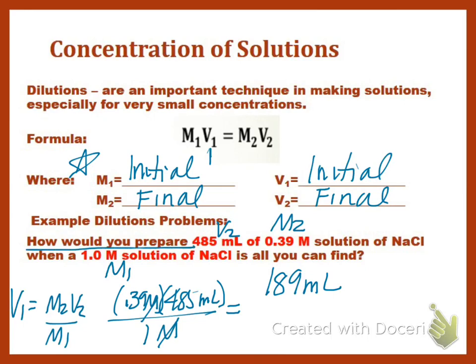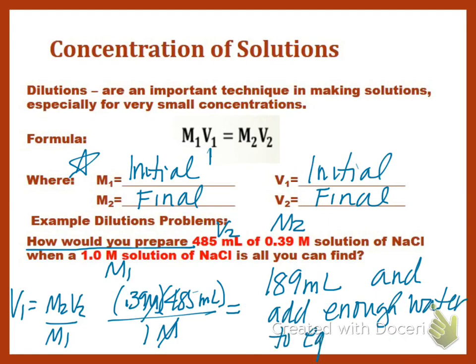So what I would do is I would take 189 milliliters and add enough water to equal 485. So basically I would add 296 milliliters of water, okay? Do not say that you would take 189 and add 485 to it, because now you have a different volume. Your final volume needs to be 485. So you would take 189 milliliters and then add enough water that you finalize at 485. You wouldn't add 485 to it.